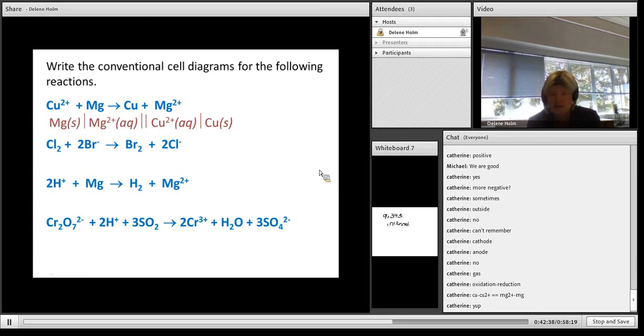Does anybody want to have a go at the second one? Now you can either decide this is a gas and that's an aqueous, or you can decide that, remember that in that thing we added actually chlorine water, so you could actually put in a comma there, because you can assume that it was an aqueous solution of chlorine and we're forming an aqueous solution of bromine. Does anybody want to have a go? Michael, do you want to have a try?